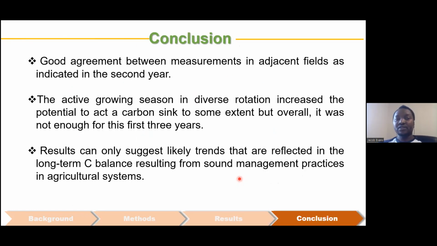So in conclusion, from my study, I did see good agreement between measurements in adjacent fields, as indicated in the second year. And in the active growing season, the diverse rotation, especially in the third year, did increase the potential to act as a carbon sink to some extent, but overall it was not enough for this study period. This result can only suggest likely trends that are reflected in long-term carbon balance, resulting from sound management practices in agricultural systems.